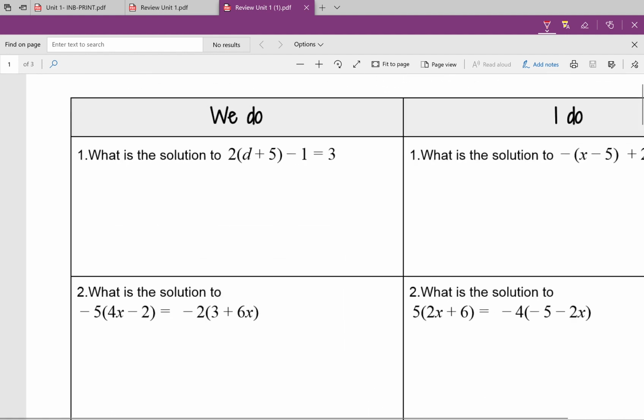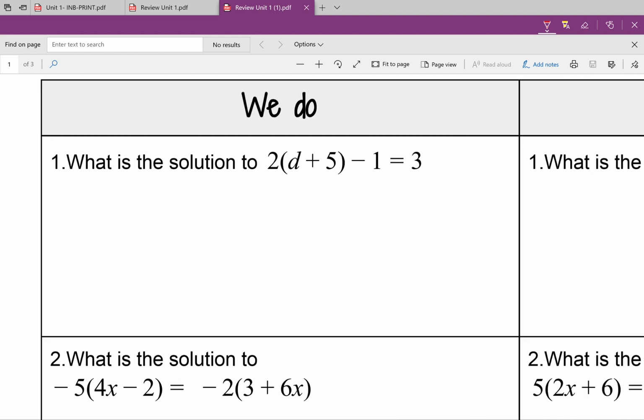Okay, number 1 says, what is the solution to, and then we have a multi-step equation. So remember, when we have multi-step equations, our goal is to get the variable by itself. So I'm going to draw my line through the equal sign. And then since I have parentheses, that tells me that this 2 is going to get distributed inside the parentheses, which means to multiply. So I have 2 times d, which is 2d. And then 2 times 5, which is 10. And then I'm going to bring down this -1 and bring down the 3.